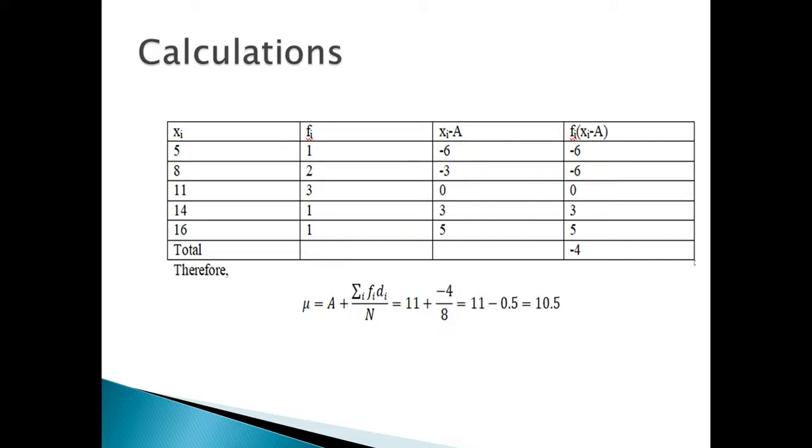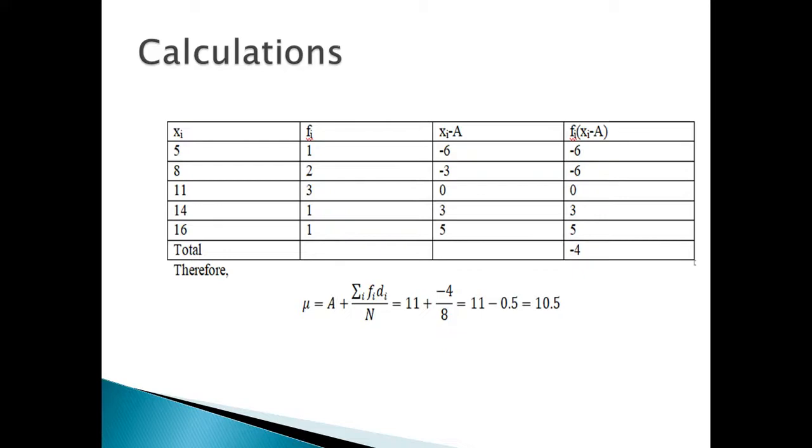Here you have xi, as in the previous example. We have the frequency: 5 comes 1 time, 8 comes 2 times, 11 comes 3 times, and so on. So you take xi minus the assumed number. For example, to get minus 6, you take 5 minus 11 and get minus 6, and continue like that. To get the frequency column, you take frequency times xi minus the assumed number. That is what you get.